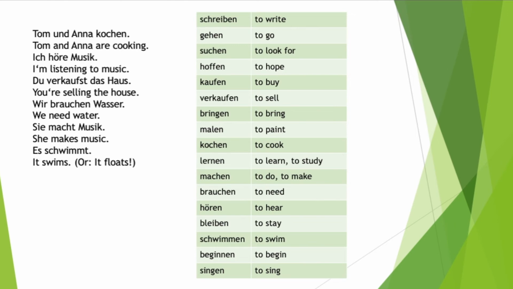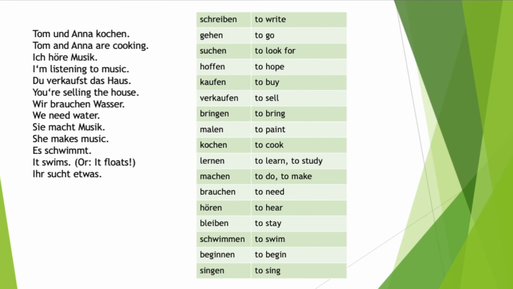Es schwimmt. It swims. Or it can actually mean it floats. So schwimmen doesn't only mean swimming, but it can also mean floating. I just didn't put that there because it's not very important to know. But if you want to explain, like, okay, metal sinks to the ground if you throw it into the water, and wood floats, then in German you could just say, it swims. Wood swims.